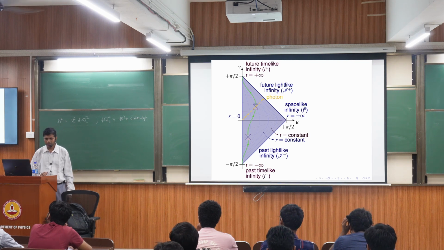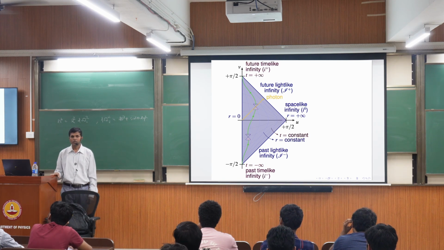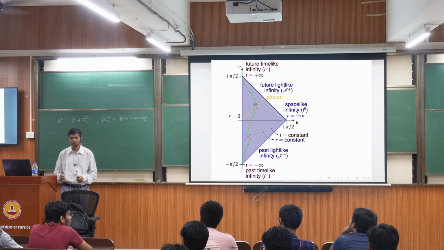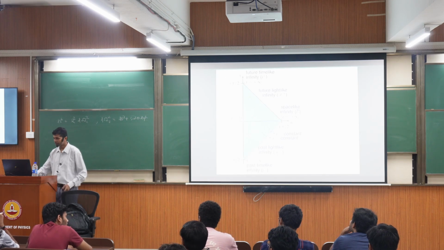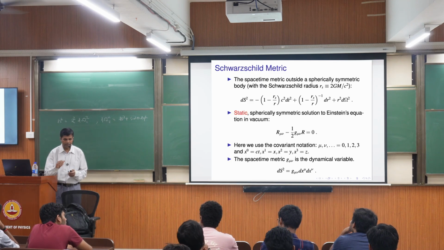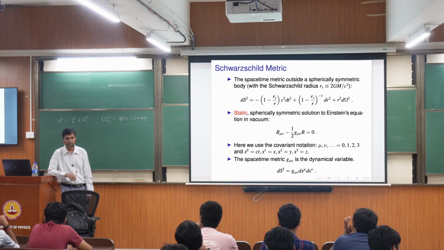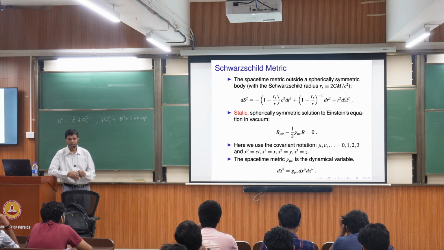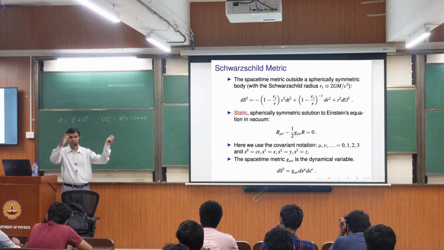Einstein's general relativity says that if you place matter in space-time, then it modifies the geometry. It makes the space-time curved. The simplest example of a curved space-time is what is called the Schwarzschild space-time. It's basically the geometry of the space-time outside a spherical object.